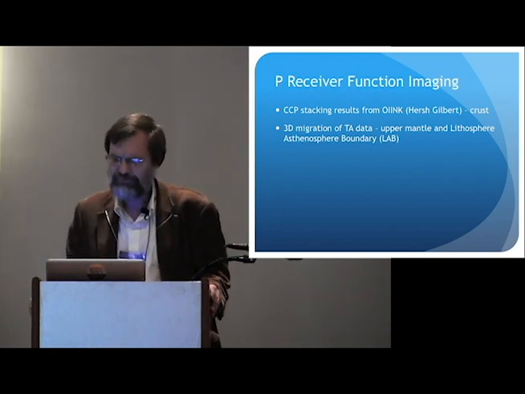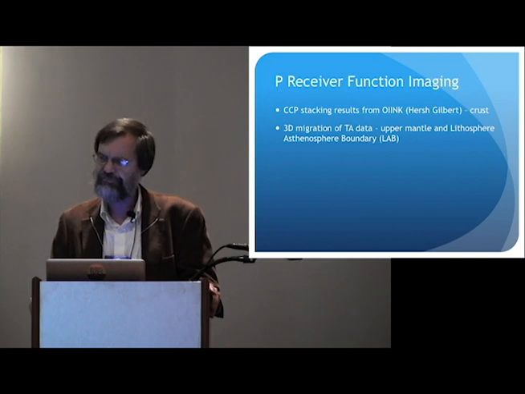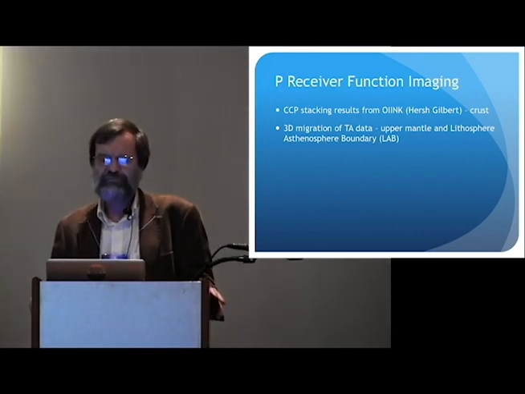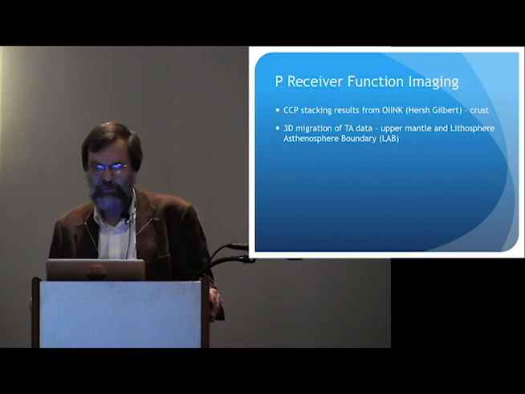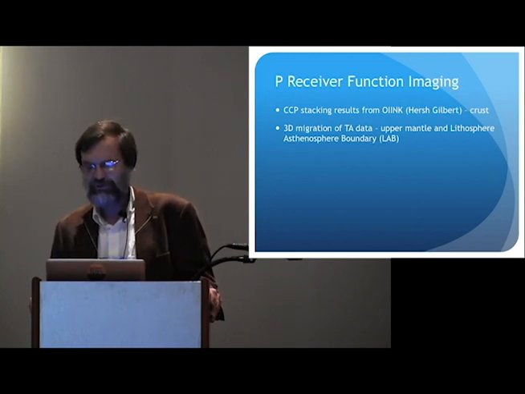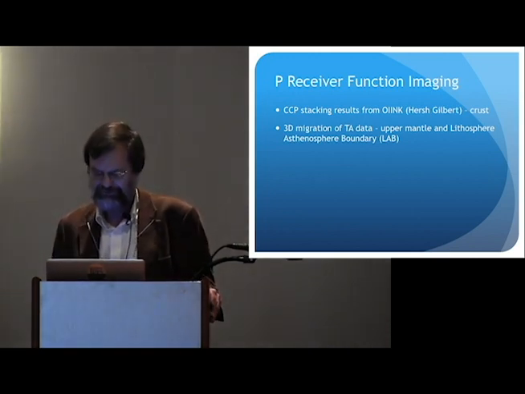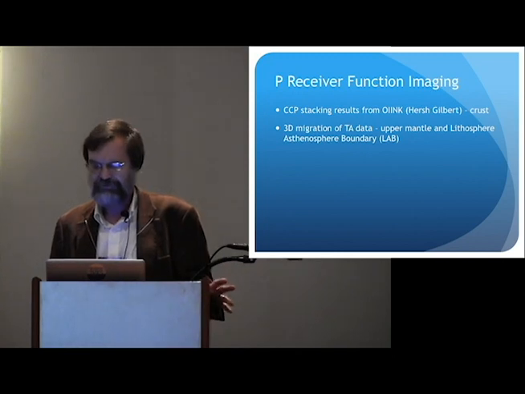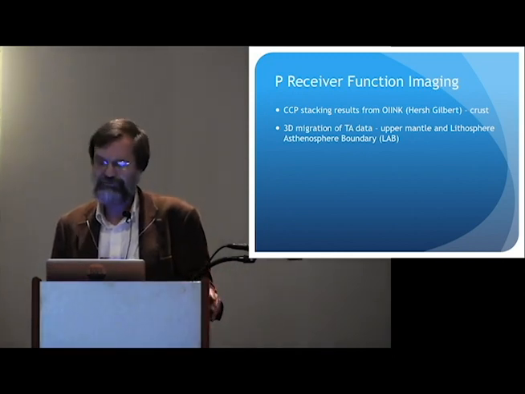So the next part of this is some results on two different versions of P receiver function imaging. The first thing I want to show you is some brand new results that are only a couple weeks old that I got from Hirsch on the crust, and then I'm going to show you a bigger scale image in a little movie, mostly from strictly TA data, that looks more at lithospheric scale.